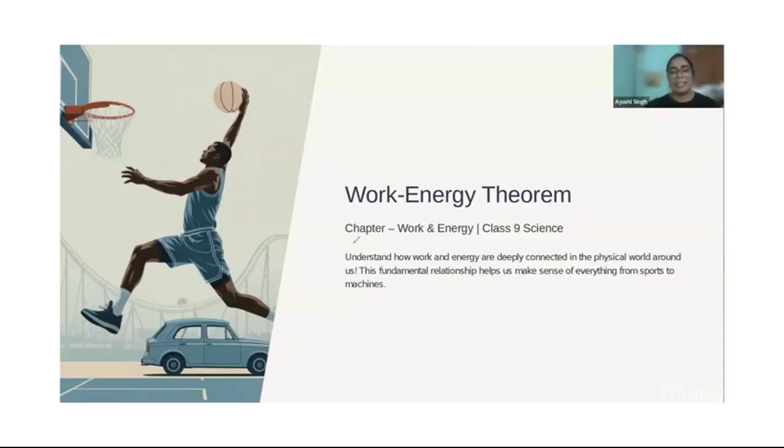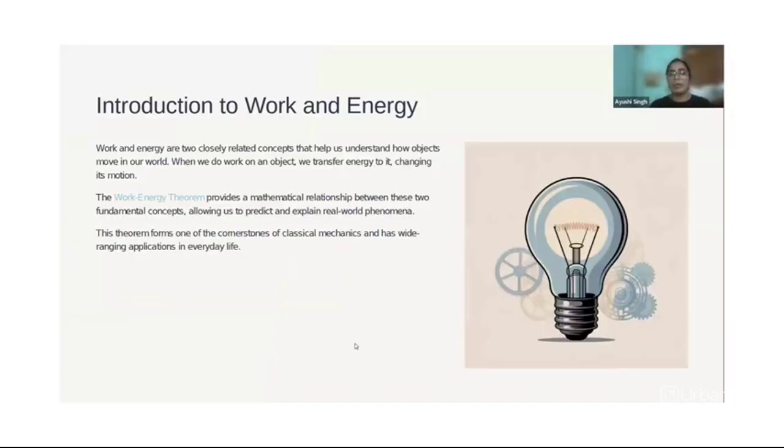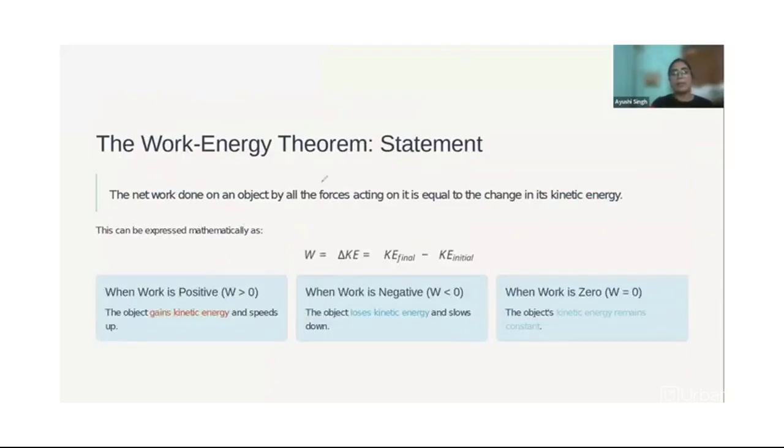Hello, students. Welcome back to yet another topic of work and energy. Here we'll discuss how work and energy are related in a mathematical way. So the net work done on an object by all the forces acting on it is equal to the change in its kinetic energy. What do we mean by that? The net work done or total work done on any object by all the forces acting on it, from any direction, is going to be equal to the change in its kinetic energy, that is, how much change it has seen.